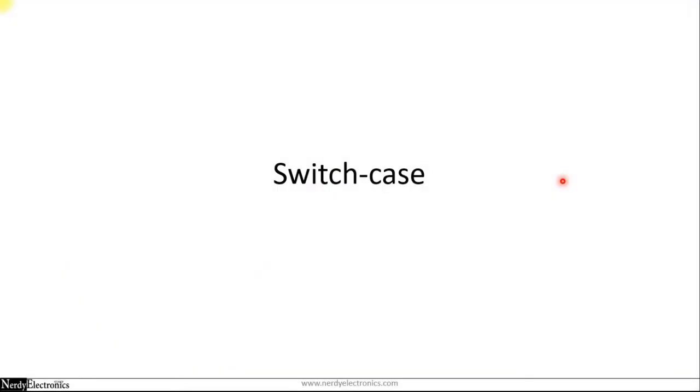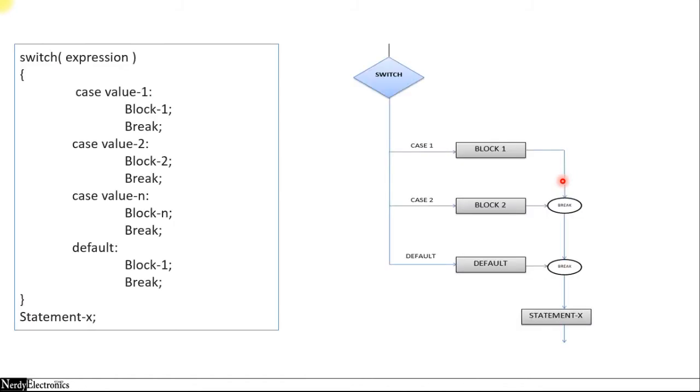Now have a look at the switch case. The switch case is another method of having conditional execution. In switch case, we have the keyword switch and then an expression. After the expression, we have in the curly braces the whole block of the switch, and we have different cases.